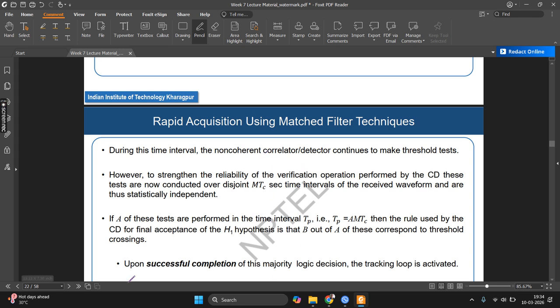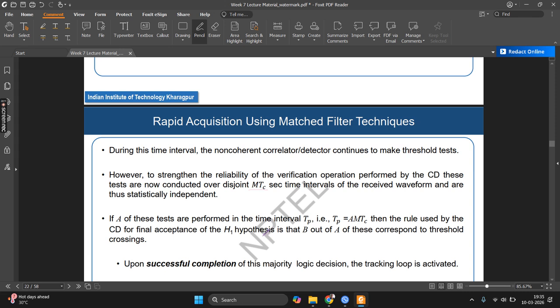So, basically, instead of continuously doing that, you do it in blocks of time. You first do it, then you wait, then you do it again, then you wait, like that. So this is at every MTC time: 0 to MTC, then you take some gap, then you do another MTC interval, like that.